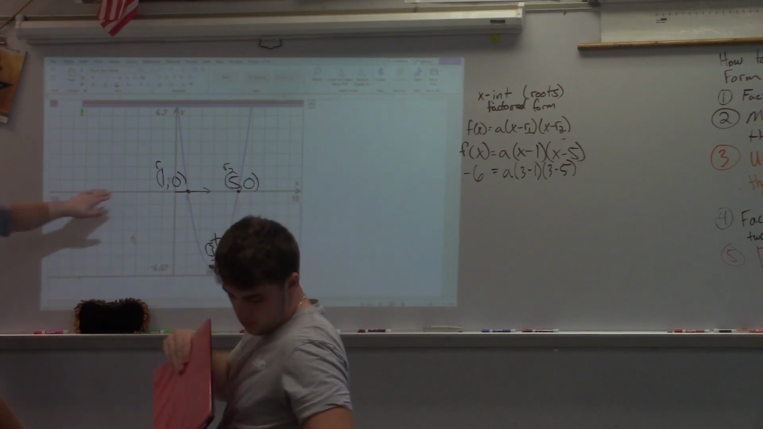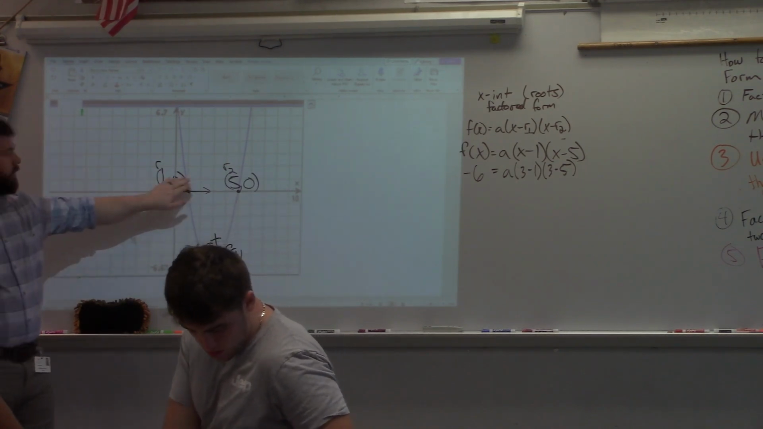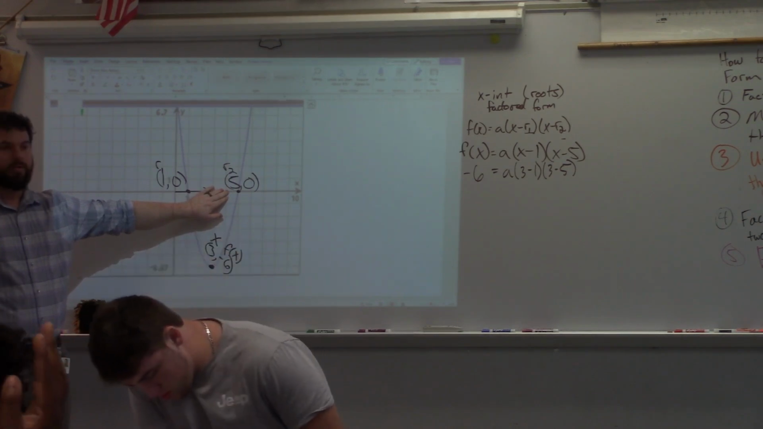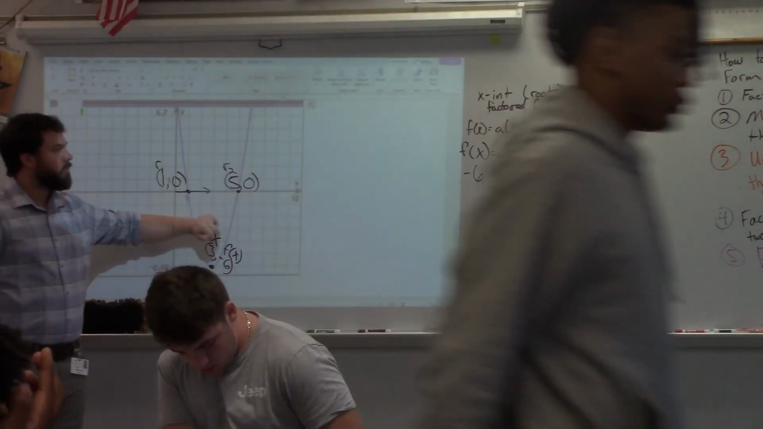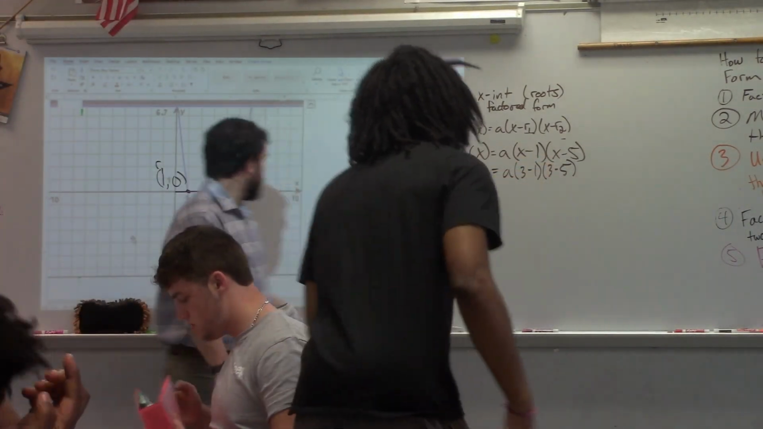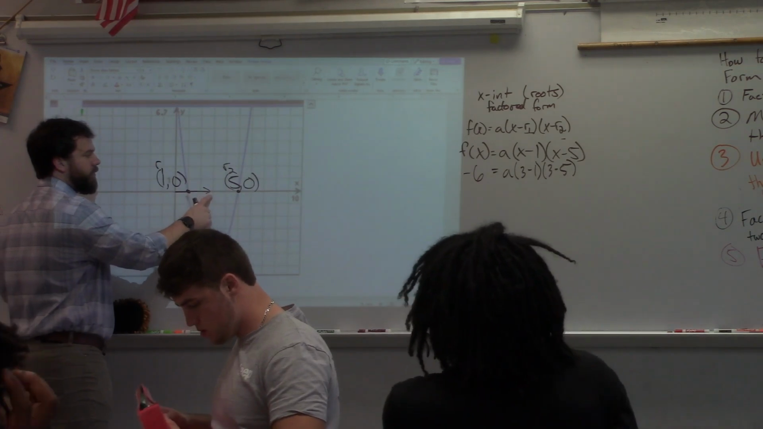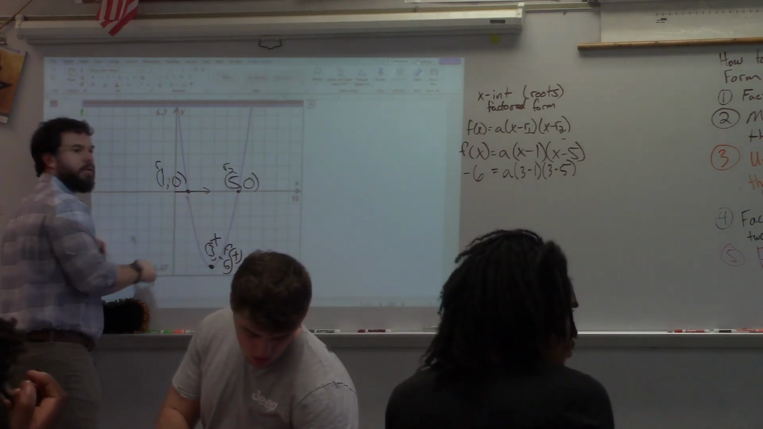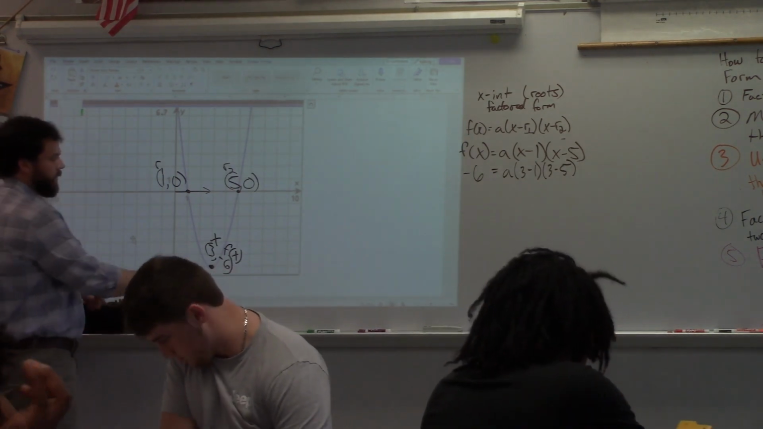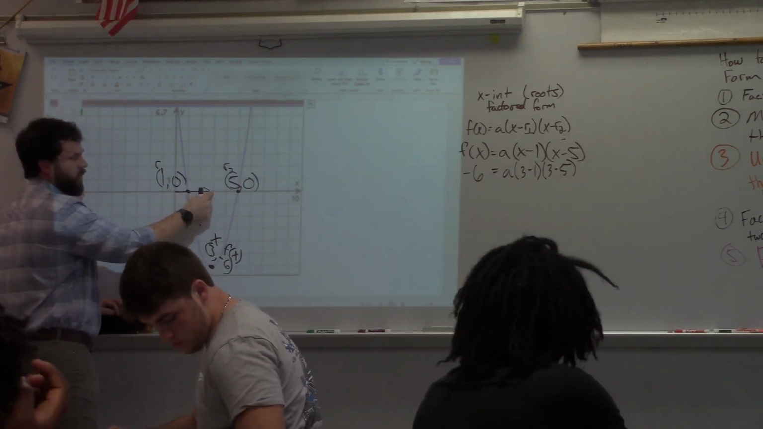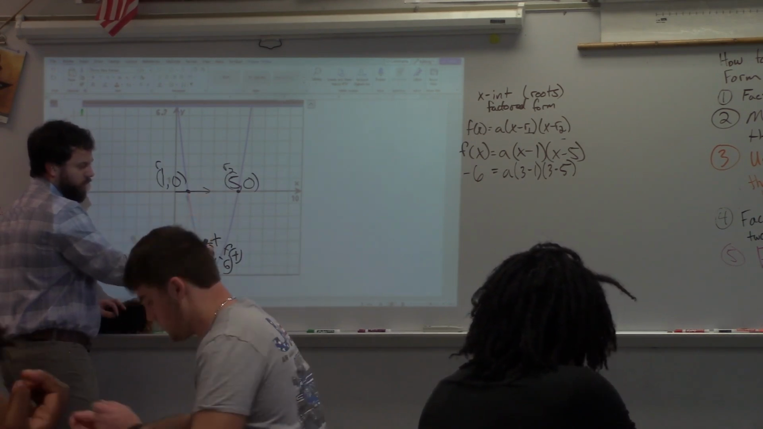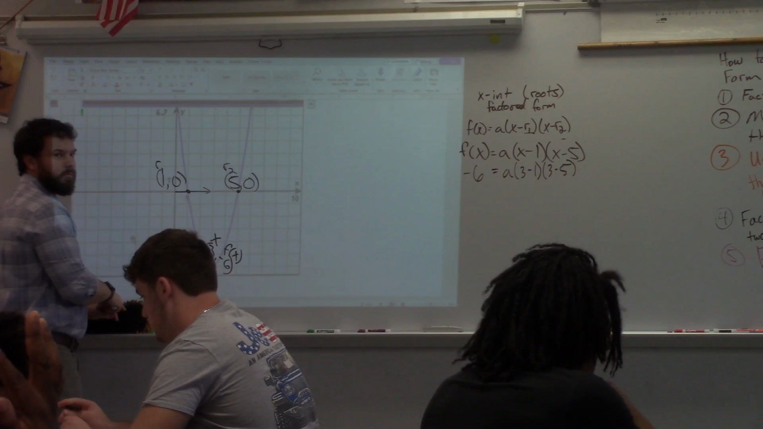Right here, here's my x-intercepts. So there's R1, there's R2. R1 and R2, good with that? So, x minus 1. I just counted: 1, 2, 3, 4, 5. That's how we identify points. The same way I got 3, negative 6. I went to the right, 1, 2, 3. To the right, so it's positive. Then I went down 1, 2, 3, 4, 5, 6. Just counting.